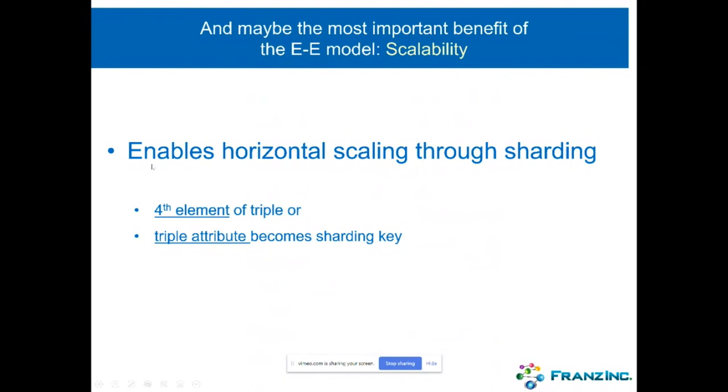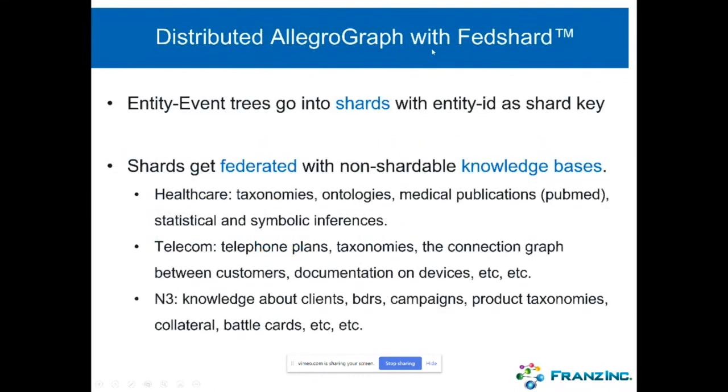So finally, we have this whole event model. And as I said before, there are more customers trying it out right now. One of the biggest advantages is scalability, because you can use this model to shard. It's impossible to have one repository with 100 billion triples, you need sharding, and so we came up with an approach that we call FedShard, a contraction of federation and sharding, where the entity event trees go into shards with entity ID as a shard key, and then the shards get federated with non-shardable knowledge bases. Not all data can be sharded. Only the entities and the events can be sharded, but the knowledge bases are way too heavily connected graphs, and they are non-shardable.